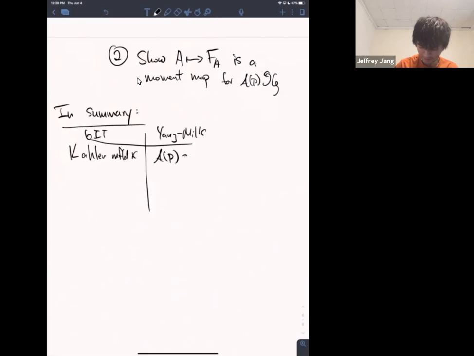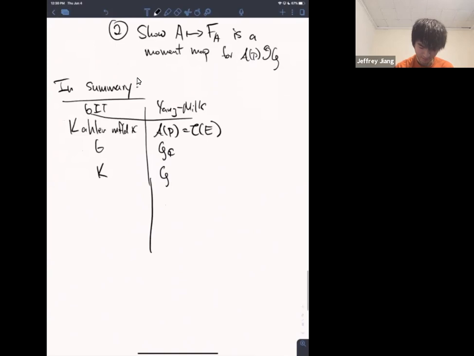Our complex reductive group G gets replaced by this complexified gauge group. Our maximal compact gets replaced by the ordinary gauge group. This moment map mu is the mapping A goes to F_A. And then the norm squared of the moment map is the Yang-Mills functional.